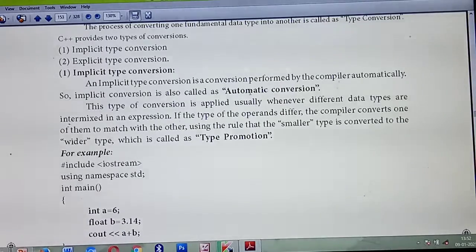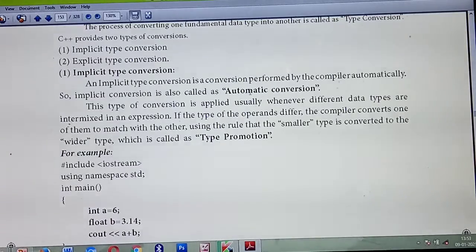So how many types of type conversions are there totally? Two types. What are they? Implicit conversion and explicit conversion. So what do you mean by type conversions? The process of converting one fundamental data type to another data type is called what? Type conversion. Among these, implicit type conversion means that while you are executing the program, the compiler itself automatically converts from one data type to the next data type. That is called automatic conversion or implicit conversion.